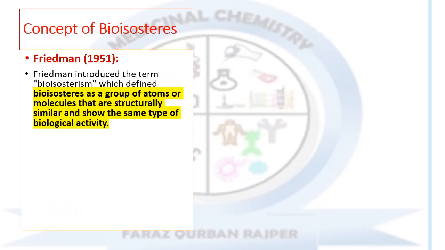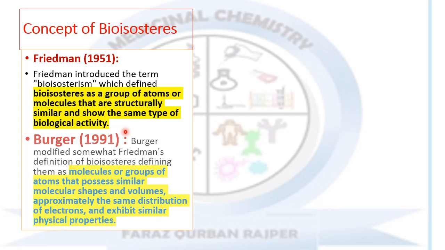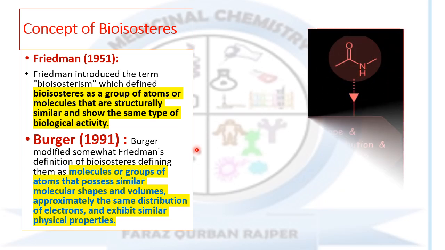The real groundbreaking development in the bioisostere concept was given by Friedman in 1951, who coined the term bioisosterism. He observed that bioisosteres are groups of atoms or molecules that are structurally similar and show the same type of biological activity. Further, in 1991, Berger extended and supported this concept, and he said that molecules or groups of atoms which possess similar molecular shape, volume, and approximately the same distribution of electrons have similar physical properties and biological properties.